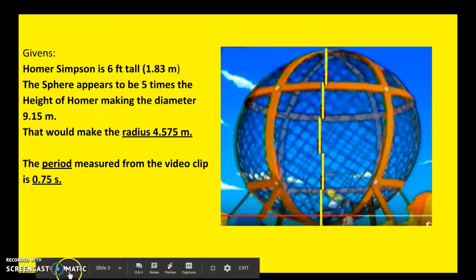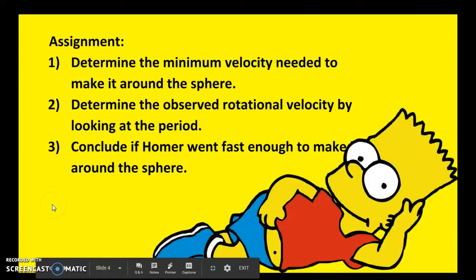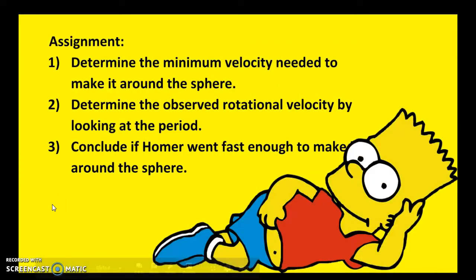So here's my questions for you. The first one is to determine the minimum velocity needed to make it around the sphere. We know how to do this based upon the equations that we have. We also then need to compare it to determine the observed rotational velocity by looking at the period. We have the period, we have the radius, we can calculate the velocity to see how fast Homer actually did go about the circle.